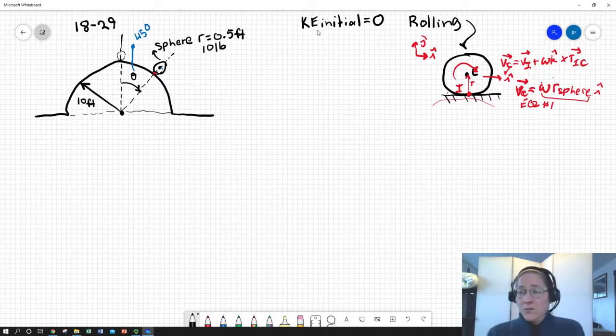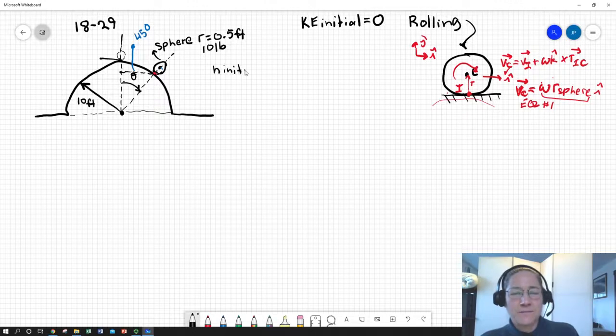So what is imparting that kinetic energy? The second law of thermodynamics says we're not going to create energy. So how did we get that kinetic energy? Well, gravity did some work. So when the ball has rolled from the top to a position where theta equals 45 degrees, we went from a height initial that was 10 feet.